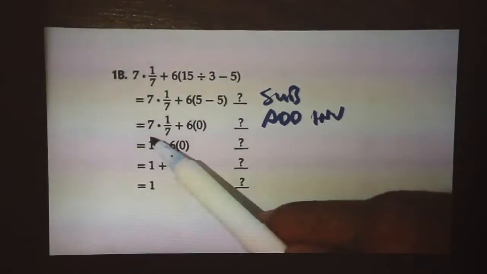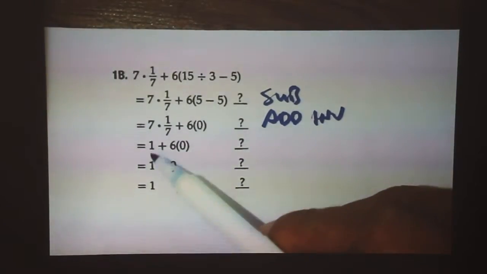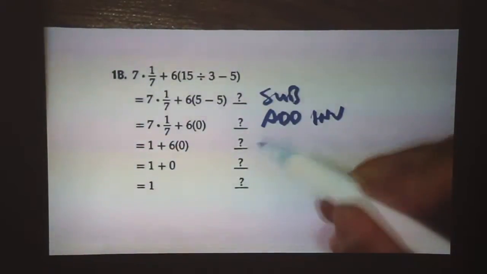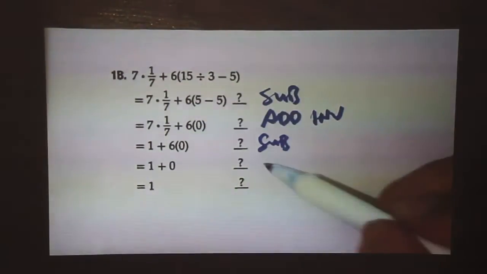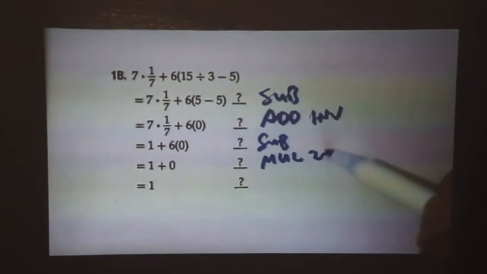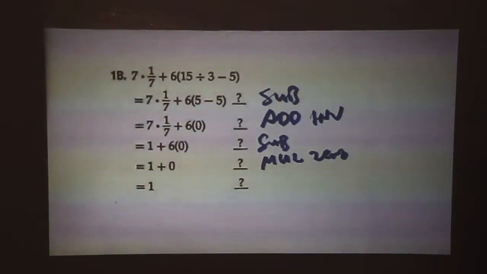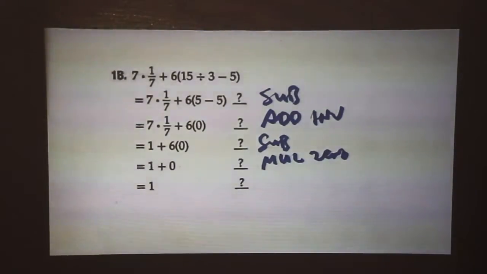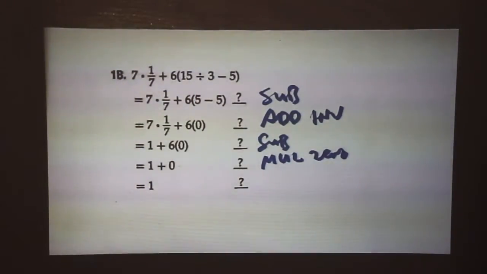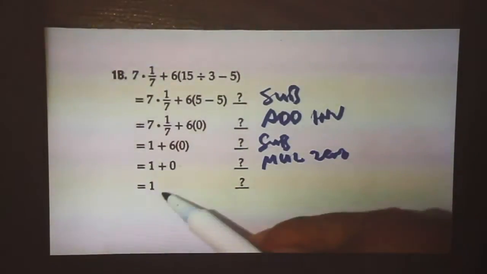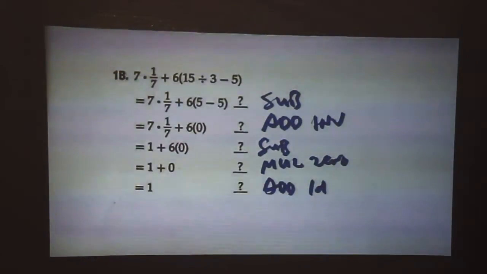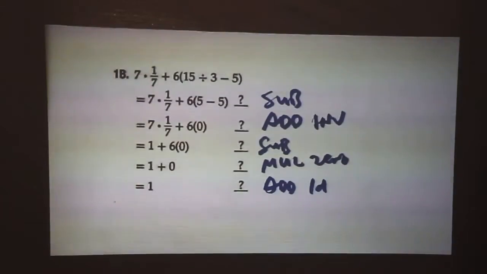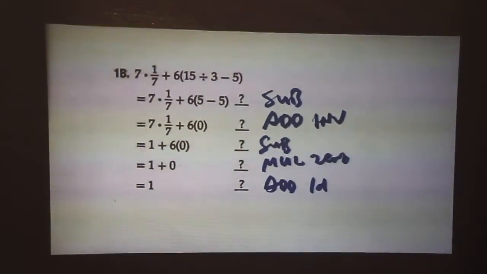And then over here, they did 7 times 1/7 gives us a value of 1. That for us is another substitution. They substitute one value for another. 6 times 0 is 0. That's the multiplicative 0 property. And then 1 plus 0 is 1. That is the additive identity property that allows us to have that final solution. So again, these are the properties we've described given the problem to us.